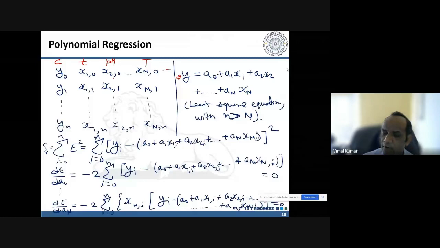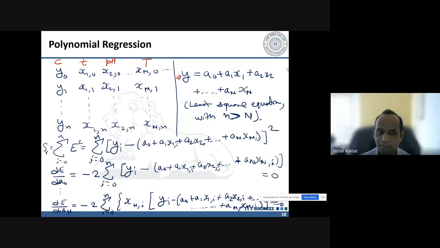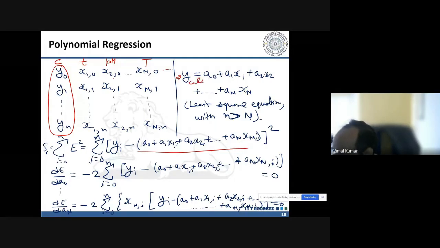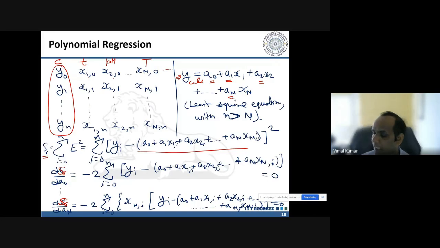I'll follow the same method as I did for the linear fitting. The sum of squared residuals SR is the sum of the residual squared, where the residual is yi, these measured values, minus this formula which I just wrote. Sorry, I forgot to remove this SR by mistake. So I differentiate SR, the sum of square residuals, first with respect to a0, and I obtain this equation, then with a1, then with a2, and finally with an. So I obtain n number of equations.